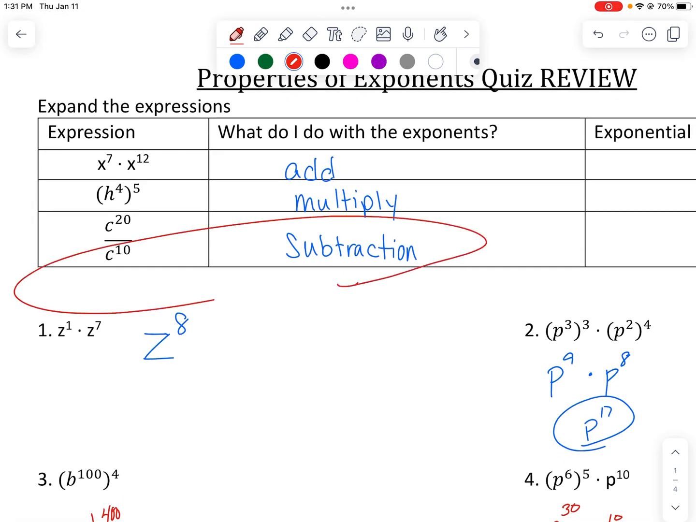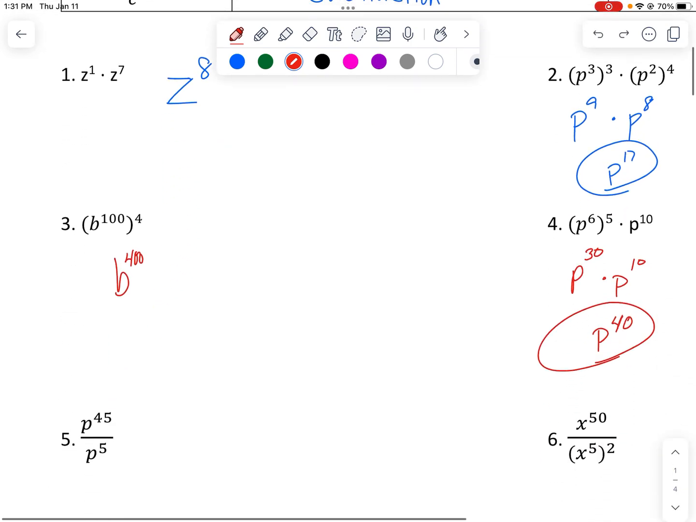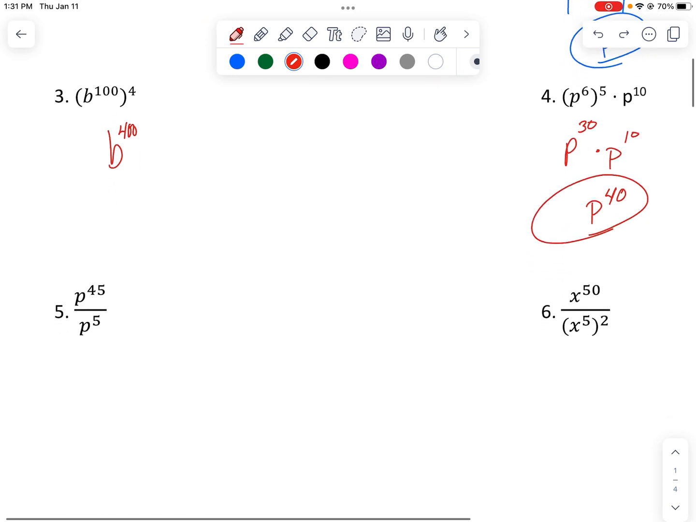I see subtraction because I see division. So the first thing I have to do is remember to do my order of operations. Here, all I have is division. So I'm not really dividing, really I'm subtracting. I have p to the 45 on the top and p to the 5 on the bottom of the fraction. I have more p's on top in the numerator than I have on the bottom in the denominator. So my final answer is going to have my variable in the numerator. If I take 45 minus 5, I get 40.